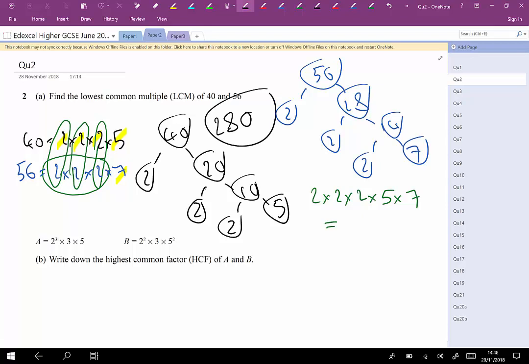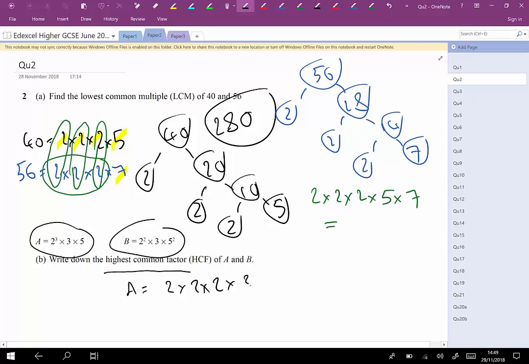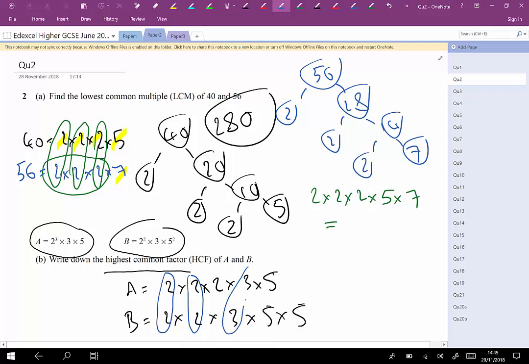Part B, write down the highest common factor this time. So this is us pairing up everything that's there and taking one from each of those pairs. To do that, it's probably going to be easier to write those out. A is 2 times 2 times 2 times 3 times 5. B is going to be 2 times 2 times 3 times 5 times 5. So what pairs up there? That one pairs up, that one pairs up, that one pairs up, and that one pairs up. So the highest common factor is going to be 2 times 2 times 3 times 5, which is 60.